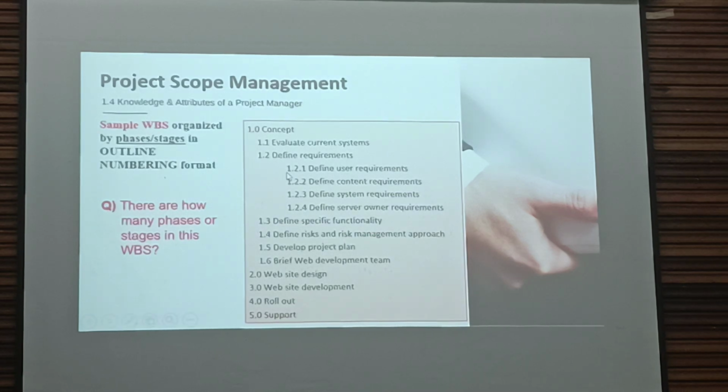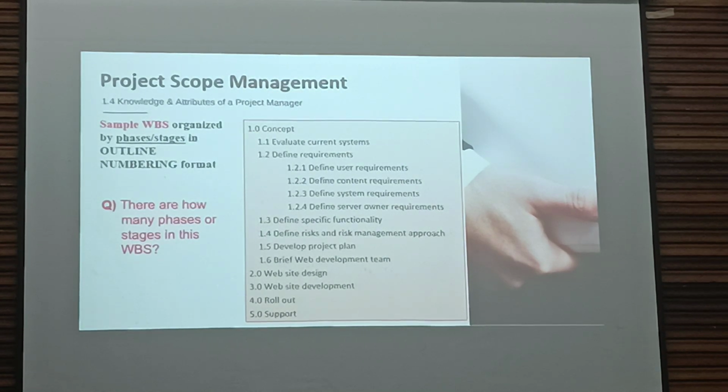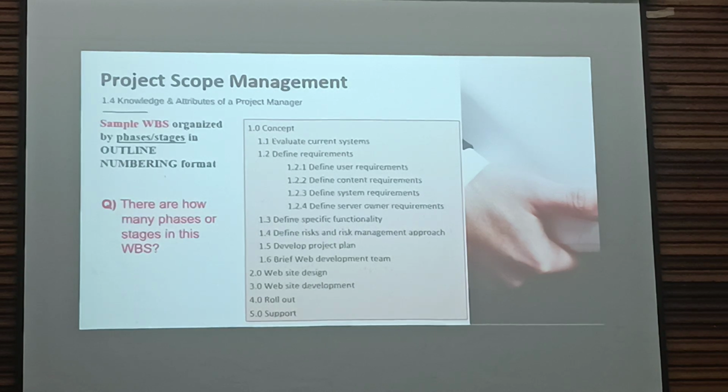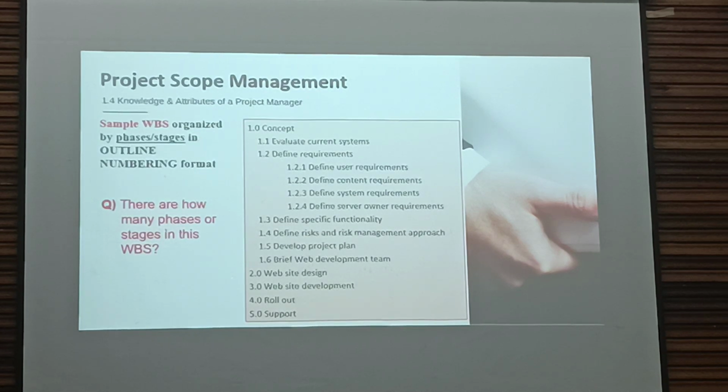So here, how many stages or phases? Okay, 5. 1, 2, 3, 4, 5. 5 stages or 5 milestones. So 5 phases, or 5 stages, or 5 milestones.